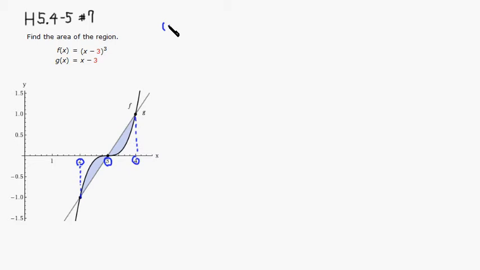So we have to set these equal to each other. Quantity x minus 3 cubed is equal to x minus 3. Then we subtract quantity x minus 3 from both sides. That way you have quantity x minus 3 cubed minus quantity x minus 3 equal to 0. Then we factor out x minus 3, because this is in common, and the other factor is going to be the squared term.